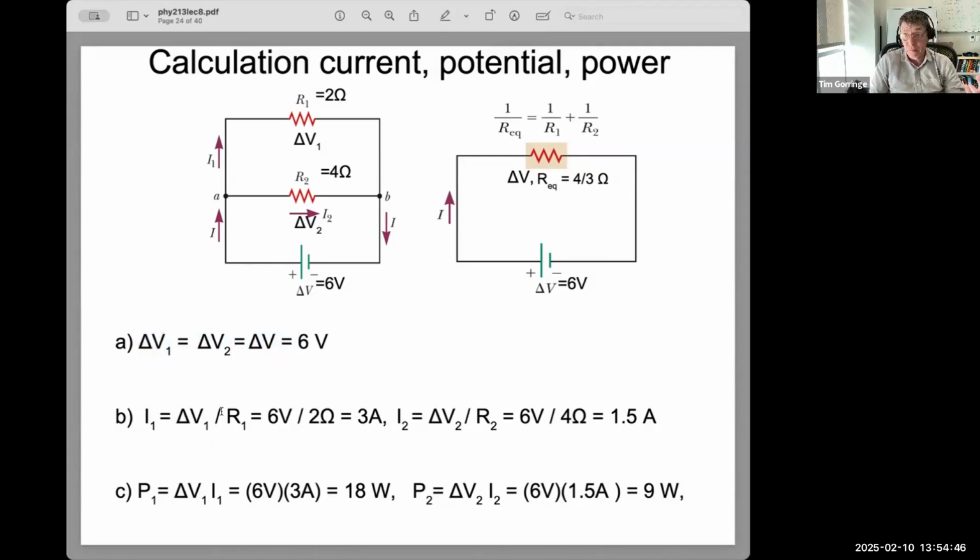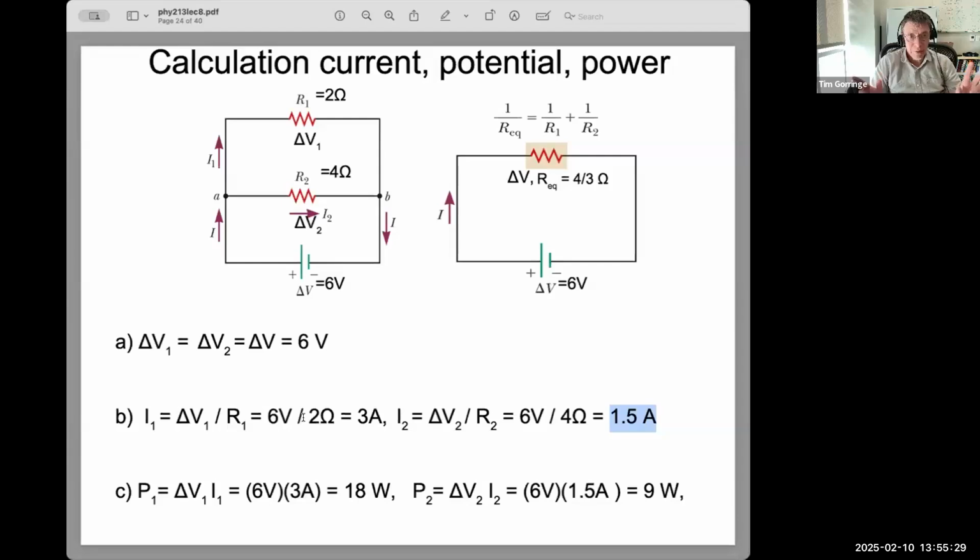If you know the voltage across a resistor and you know its resistance, you can, using Ohm's law, find the current. We did this for the previous series arrangement, but there we knew the current through the resistors and we found the voltage. Now we know the voltage across the resistors, we're going to find the current. The current through resistor number 1 by Ohm's law is the voltage across it divided by its resistance. So that's 6 volts divided by 2 ohms. So that's 3 amps. That's the current I1. The current I2 is the voltage across it divided by its resistance, 6 volts over 4 ohms, that's 1.5 amps. So those are the 2 currents.